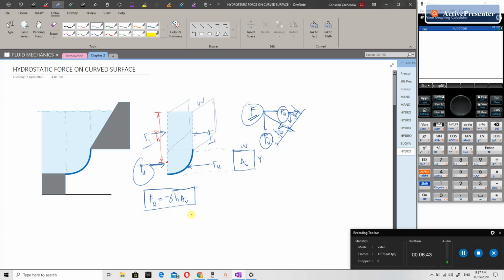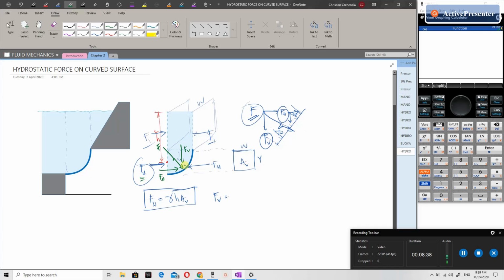So what about the vertical component? By the way, what is the direction of the hydrostatic force? Let's approximate that somewhere here is the total hydrostatic force F. It has a component FH, which is this one, and it has a component FV. So that is the weight.